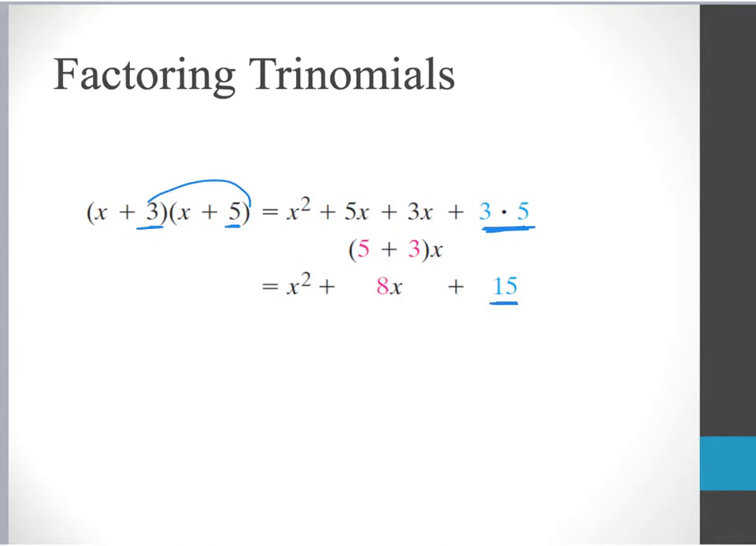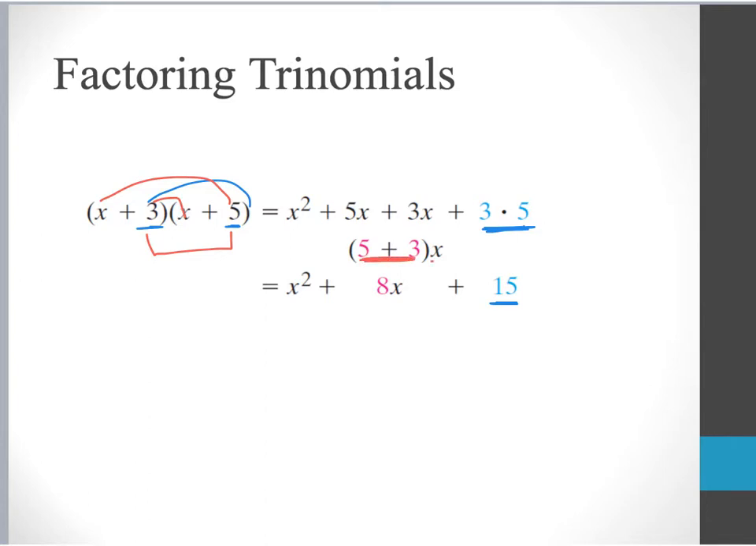Now to come up with your middle term, the middle term is actually coming from adding these two terms. And it's not just numerically that's what's happening, but you actually multiplied. You have 3 times x and you have 5 times x, and that's what gives you that 5x plus 3x essentially.